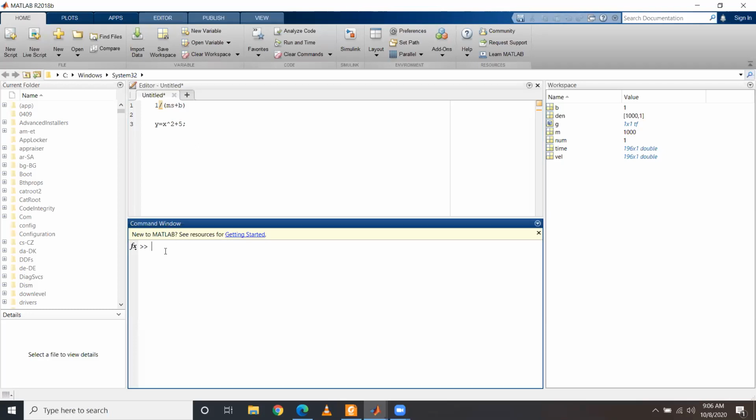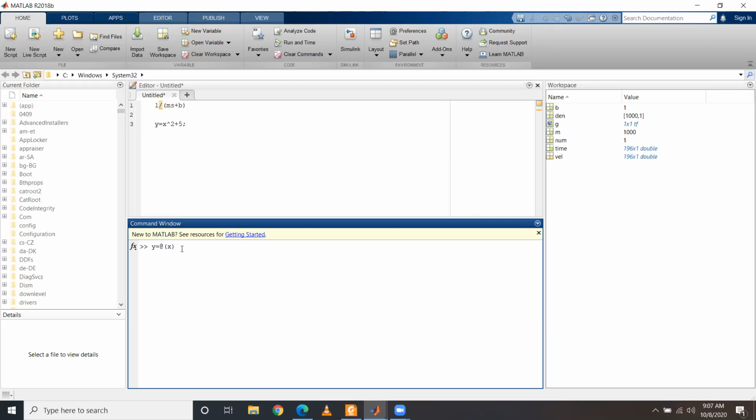So for that, just write y equal to. So if you write y equal to x square plus 5, what will happen? Obviously an error, right? Because there is no variable x defined. So you cannot do that. But if you type y equal to at x, first of all, now if you do this, it will signify that whatever you write next will be a function in terms of the independent variable x.